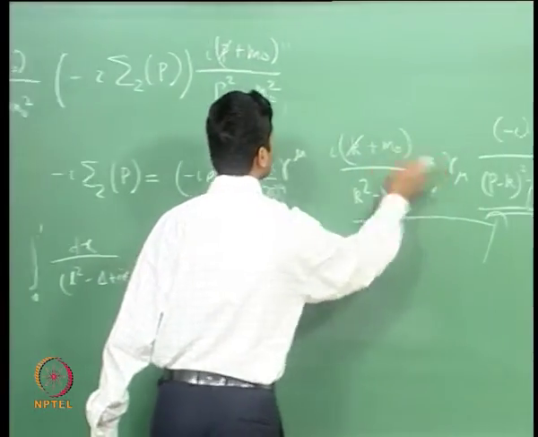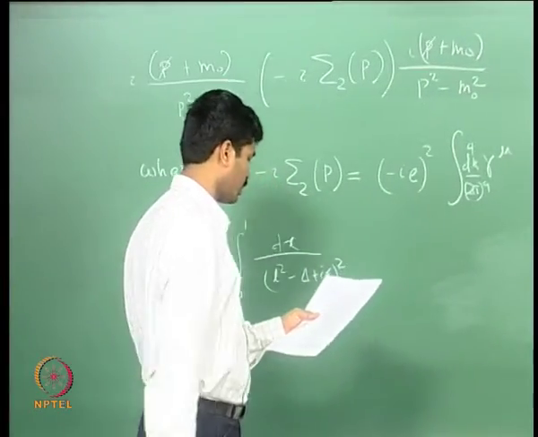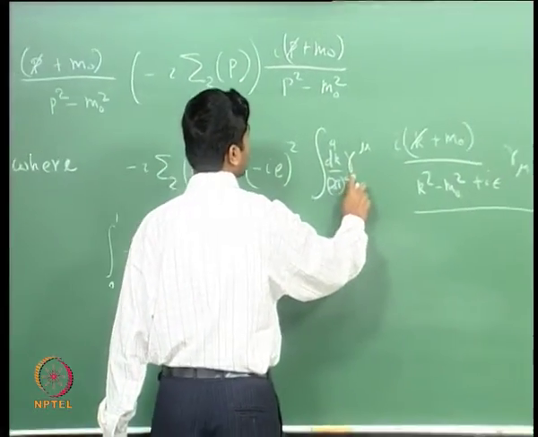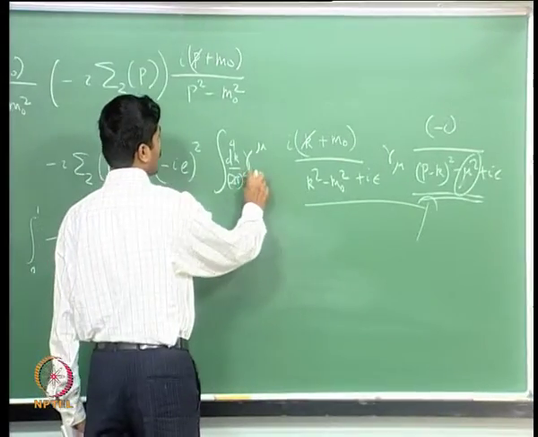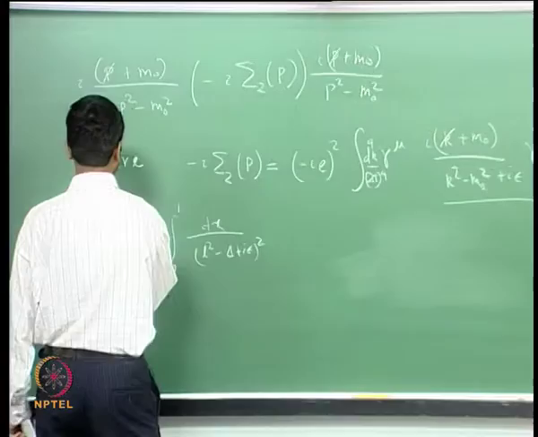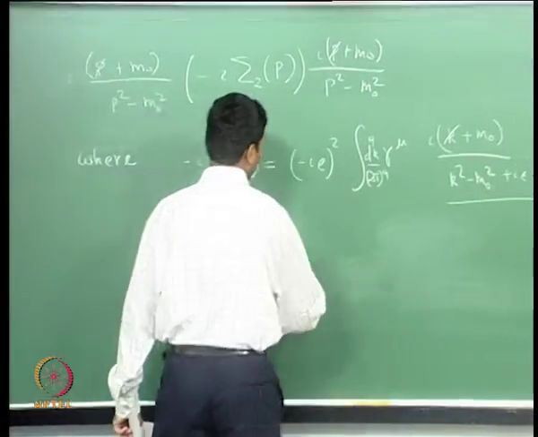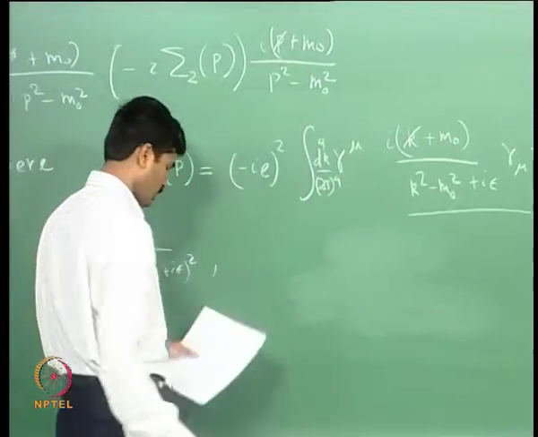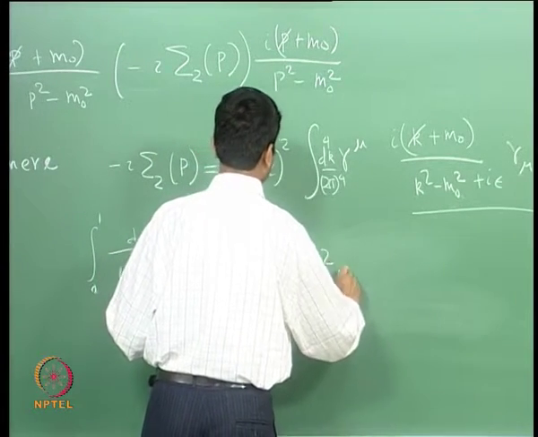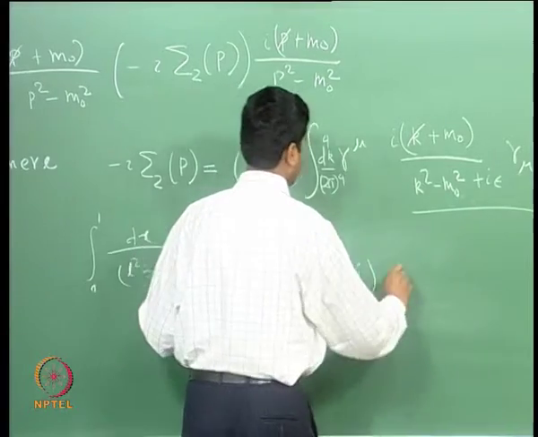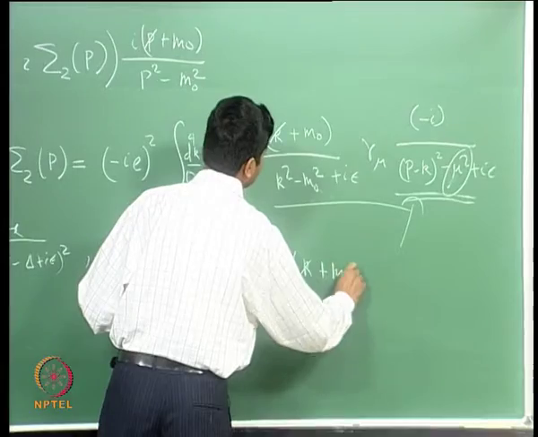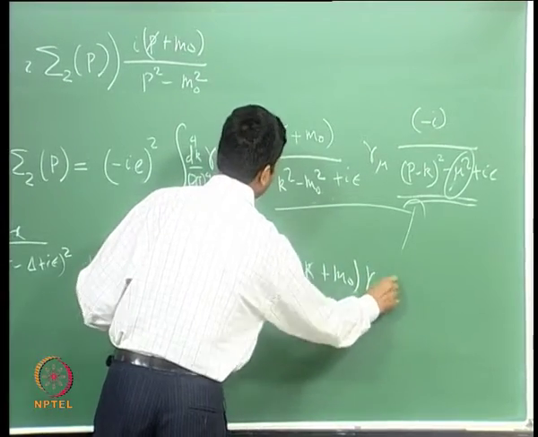What about the numerator? The numerator is given by this. So, there is a minus i e square and there is an i here, and what we are left with is gamma mu (k slash plus m0) gamma mu. So, this is the denominator part, and the numerator is given by minus i e square minus i here, gamma mu (k slash plus m0) gamma mu.